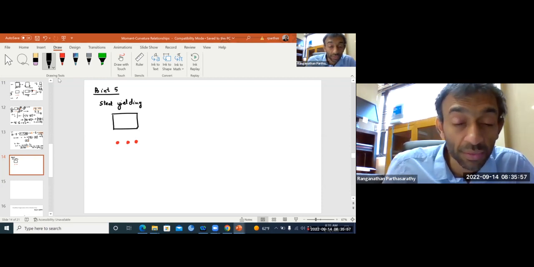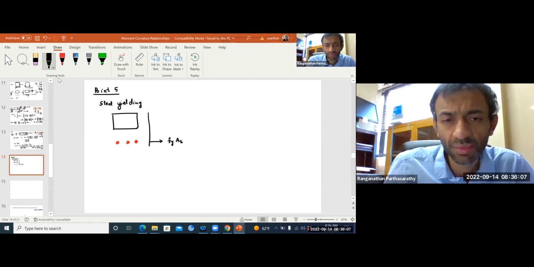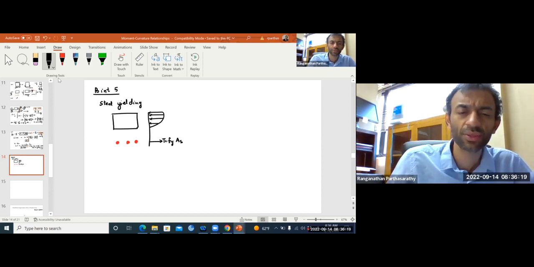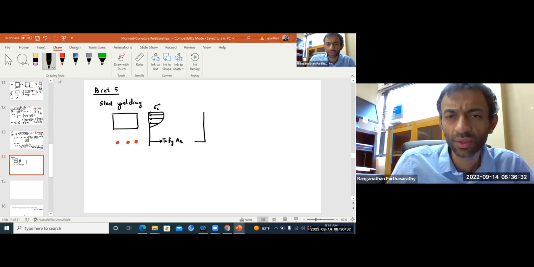So now the steel is yielding. What is the stress in the steel? Fy. It yielded just now. Fy times As is the tension force T. Now concrete is also not yet crushed, but getting there. So this is epsilon C. How do you find epsilon C now? Or let's say epsilon C max.